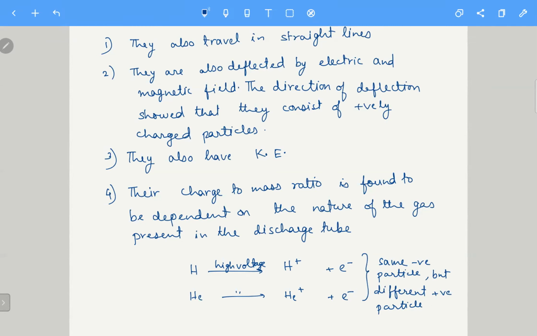But it was observed that hydrogen atoms result in the highest value of charge by mass ratio for the anode rays, which shows that the mass of hydrogen is least. The charge by mass is maximum for hydrogen, so the mass of the positive particle present in hydrogen is the least. And that was regarded as the smallest positive particle, or the fundamental positive particle of an atom, which is now termed as a proton.